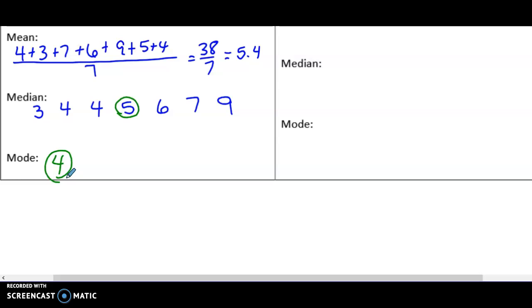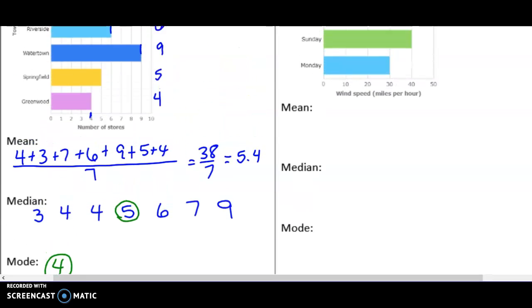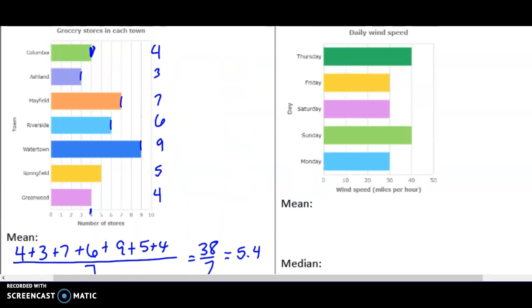All right, let's try the next one. Okay. This one's talking about wind speed on 5 consecutive days. So why don't you guys do this one? Find the mean, median, mode. Go ahead and pause the video, and then you can check it.